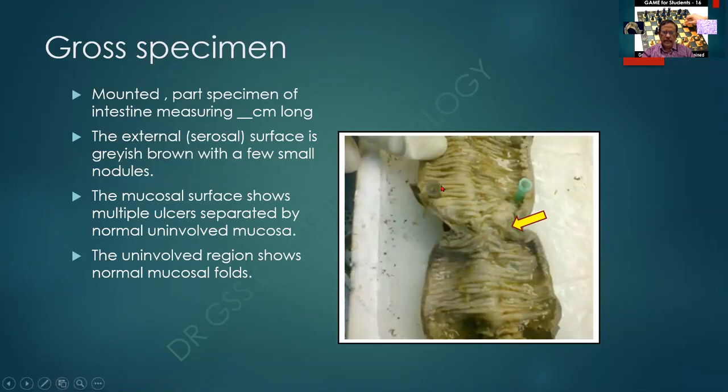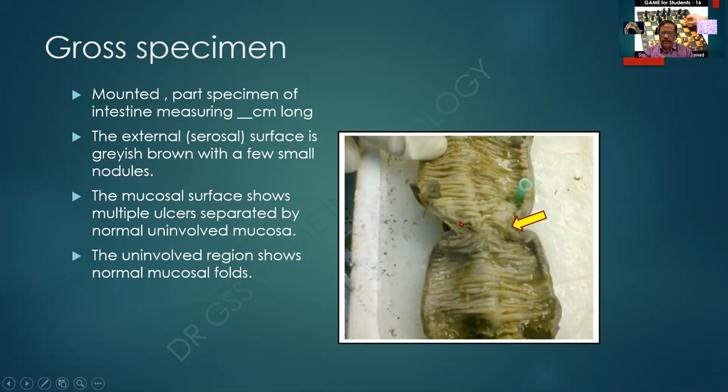This is a mounted specimen of the intestine measuring so many centimeters long. You are supposed to measure each specimen and then write it down. The external or serosal surface is grayish brown with a few small nodules. Please look for these. You may or may not see them. The mucosal surface has multiple ulcers.